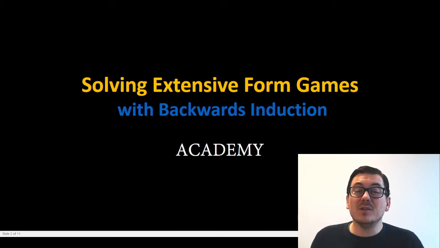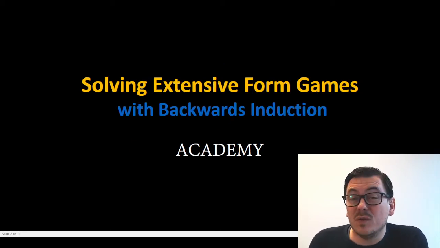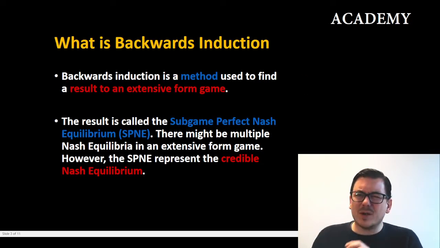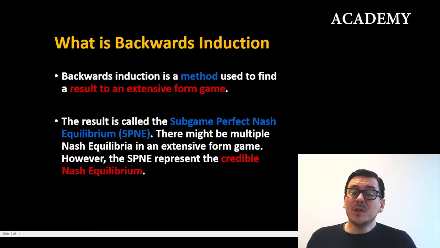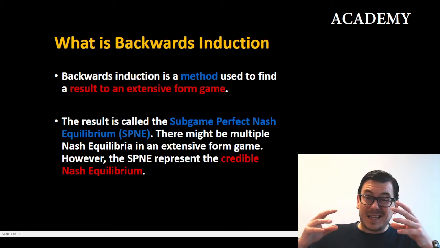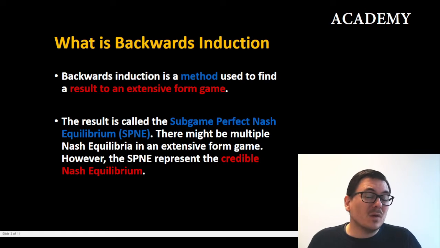So in this video I'm gonna try to solve an extensive form game with the use of backwards induction. But before we can go to the solution, let's take a quick look at what backwards induction is. Backwards induction is a method that we use to try to solve these extensive form games. The method actually consists of eliminating non-credible options. The result that we get is a subgame perfect Nash equilibrium, the SPNE. There can be multiple Nash equilibria in an extensive form game, but the SPNE is a credible one. You will see why when we go into the actual game.